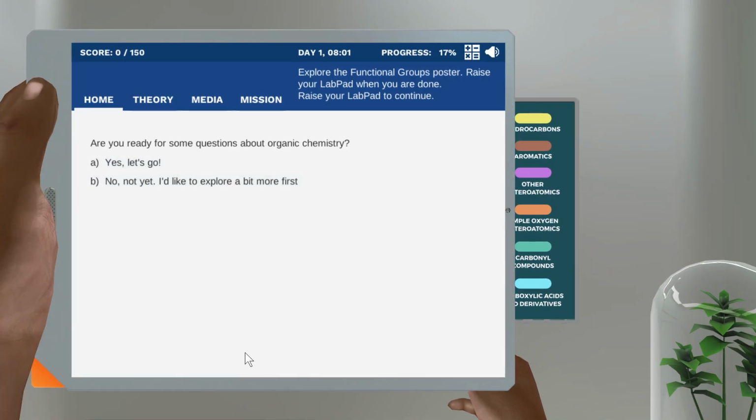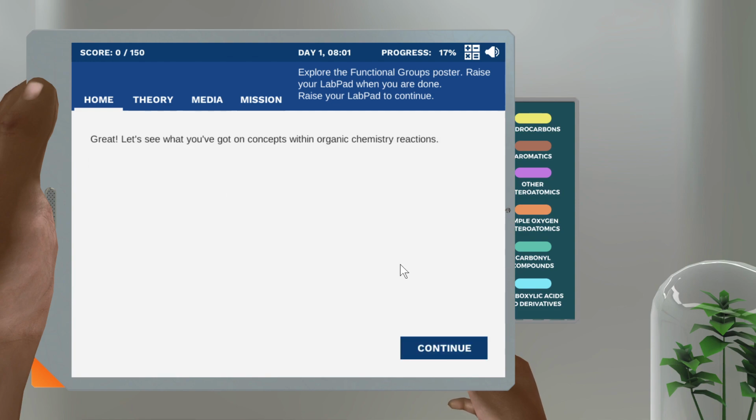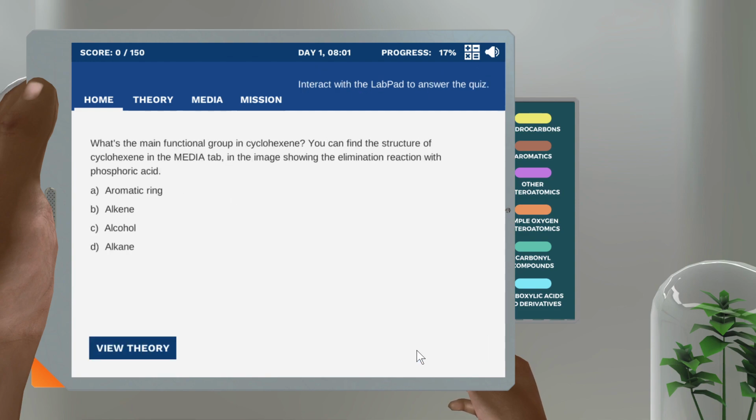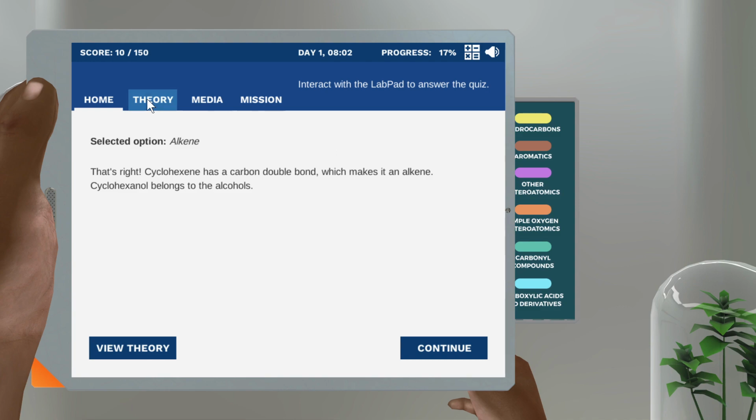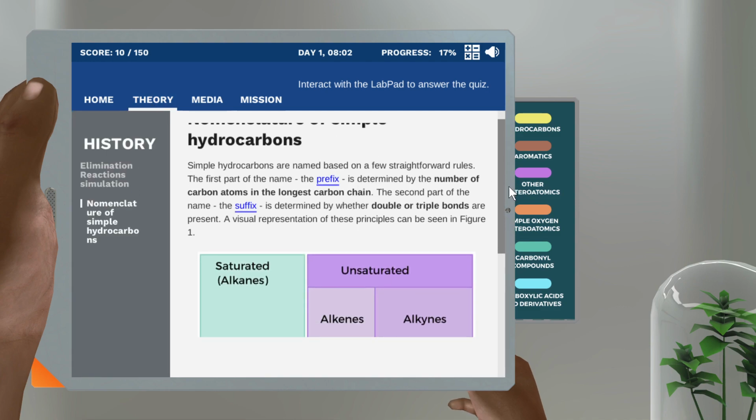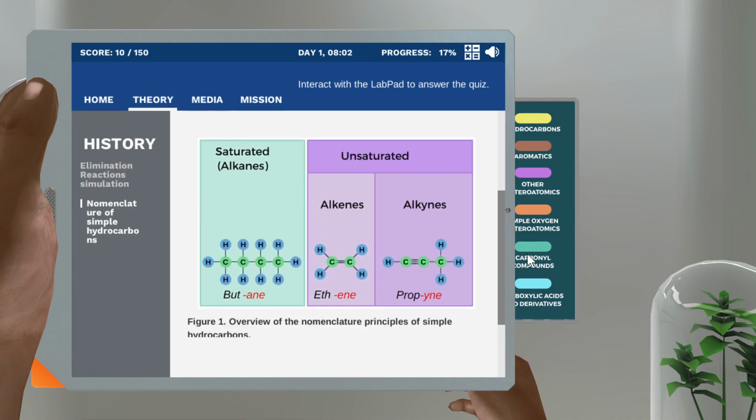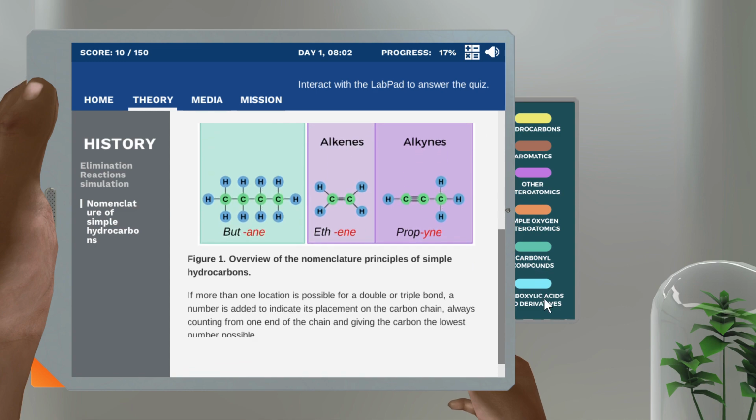Are you ready for some questions about organic chemistry? Great. Let's see, what's the main functional group in cyclohexene? You can find the structure of cyclohexene in the Media tab, in the image showing the elimination reaction with phosphoric acid. That's right, cyclohexene has a carbon double bond, which makes it an alkene. Cyclohexanol belongs to the alcohols.